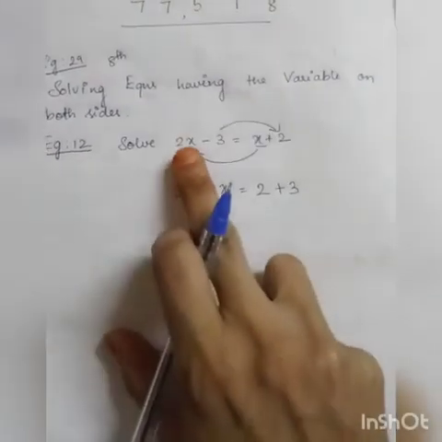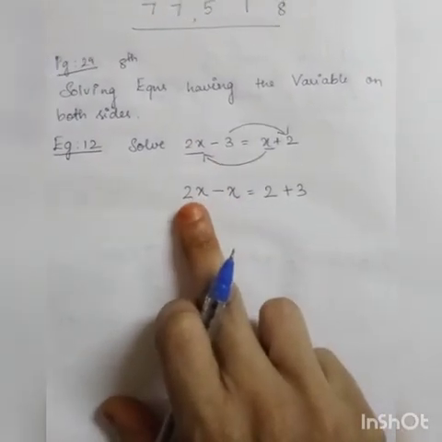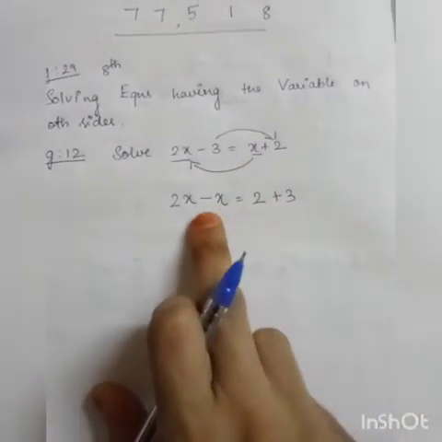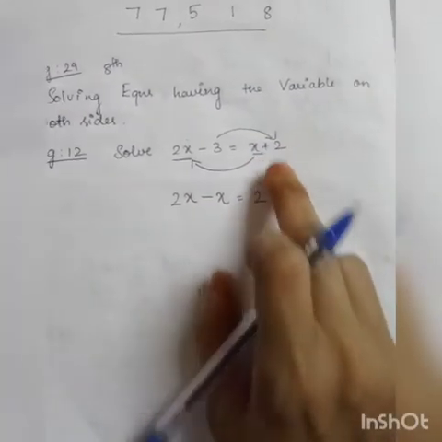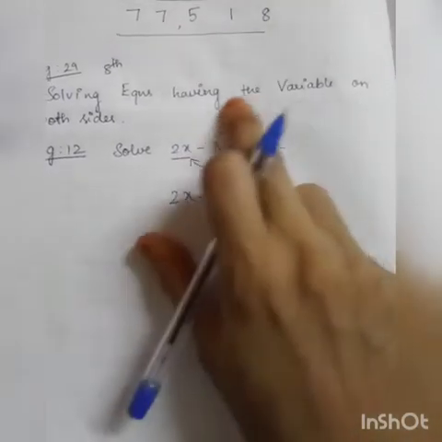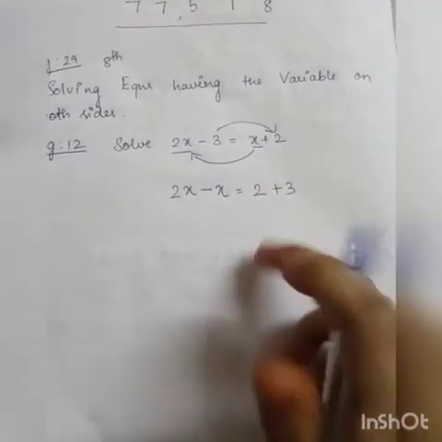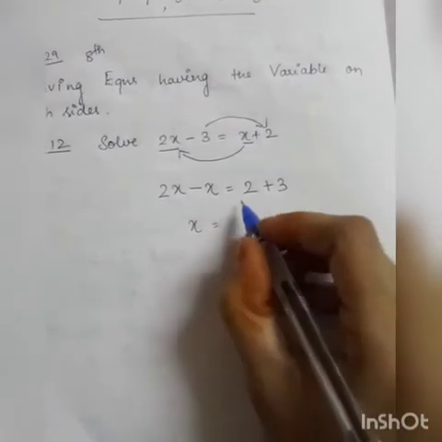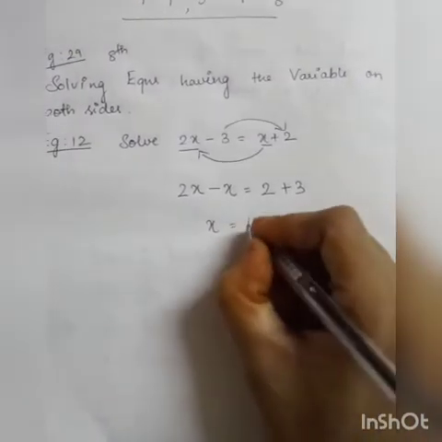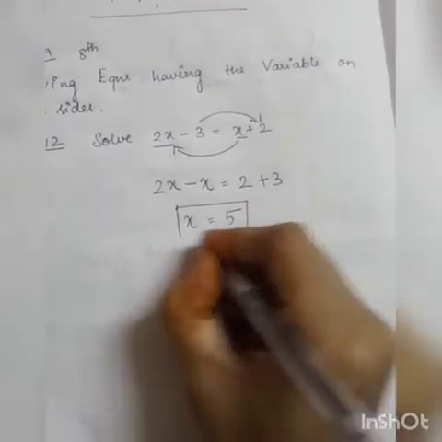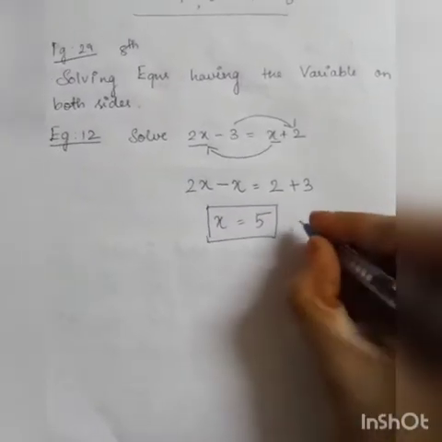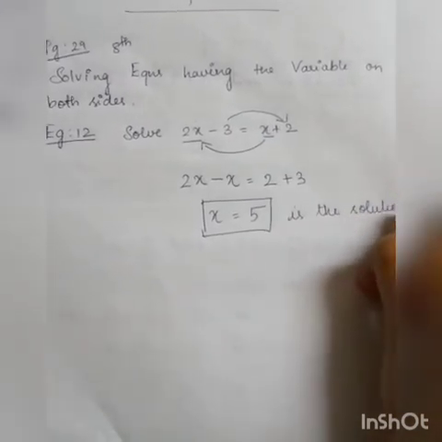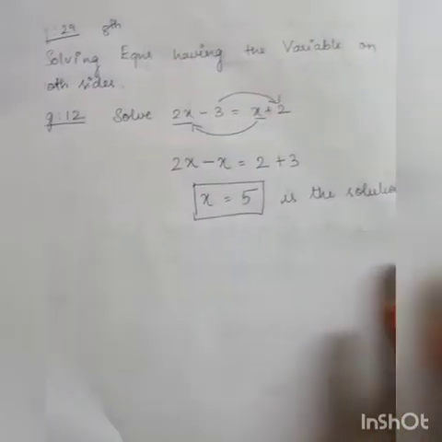Understood now? So 2x is a variable, so I wrote it as such. Here x is a variable, so I am bringing that to that side, so minus x. 2 will be there remaining, so I wrote minus 3, if it goes that side it becomes plus 3. 2x minus x, x. 2 plus 3, 5. So x is equal to 5 is the solution for the equation. You can verify it and see.